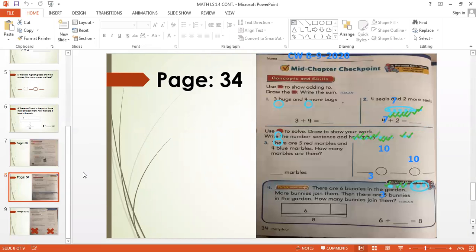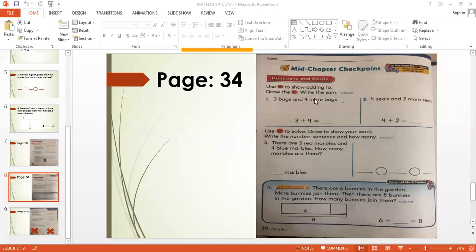Now, moving to page number 34. Open page 34, everyone. Open page 34. Now again on page 34, question number 1.